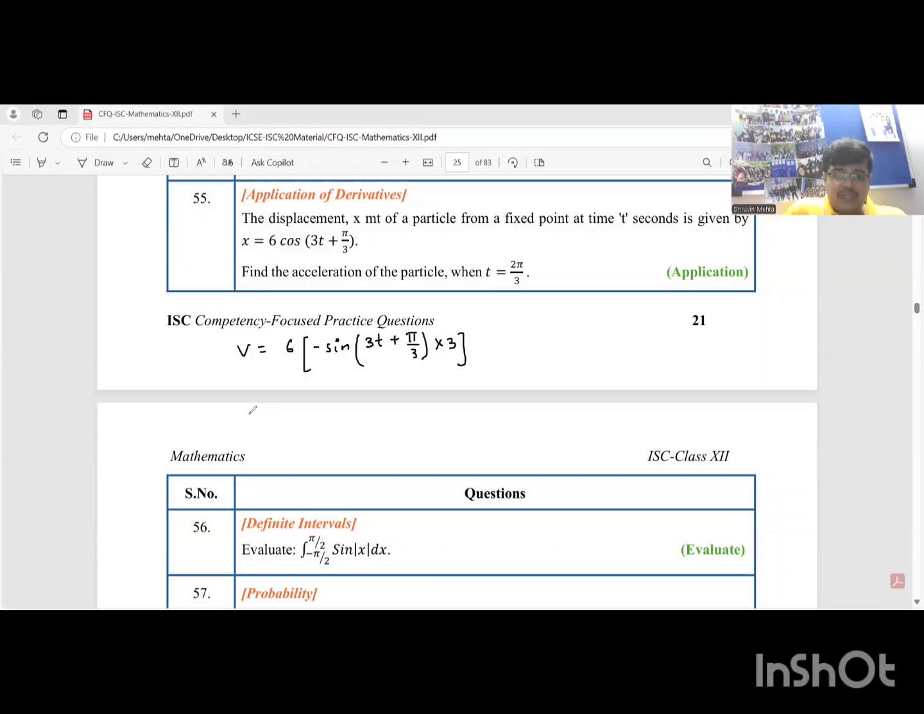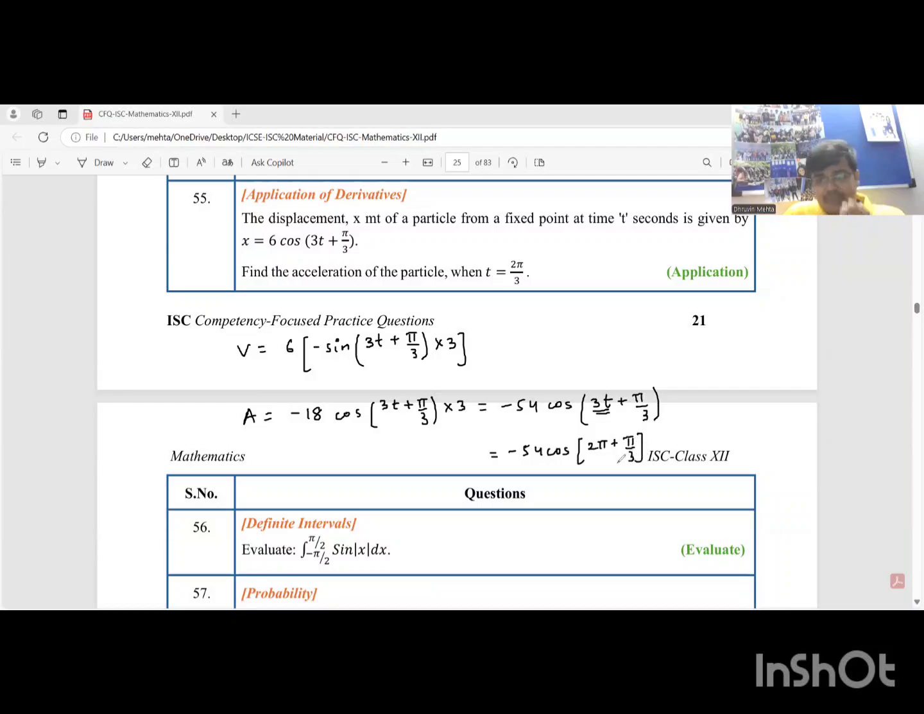Further, students, when we take the derivative of this function to find the acceleration, we have minus 18 as constant. I'll keep it outside. Derivative of sine is cos. So we have cos of 3t plus pi by 3. And we'll multiply it with 3 again with chain rule. So this is minus 54 cos 3t plus pi by 3. And at the end, students, we have to substitute t as 2 pi by 3. When you substitute t as 2 pi by 3 in this, you will get minus 54 cos of 2 pi plus pi by 3.